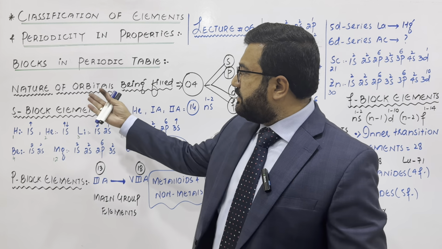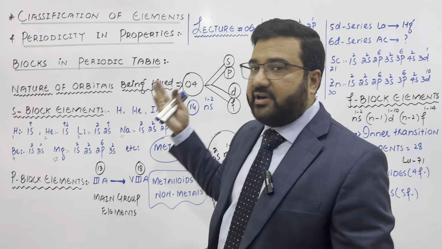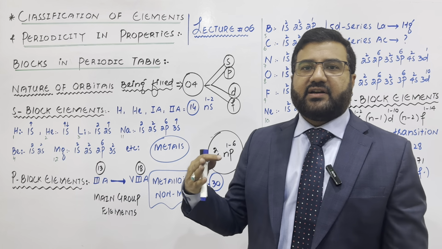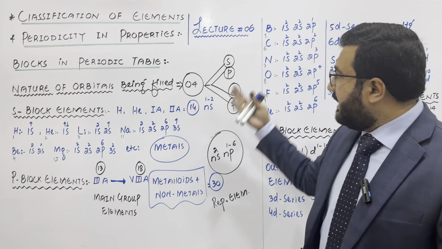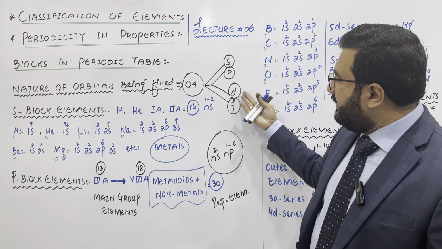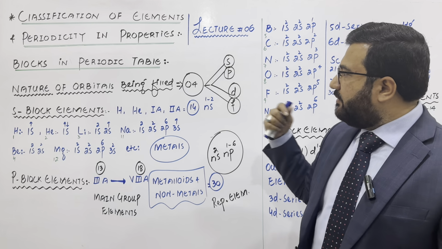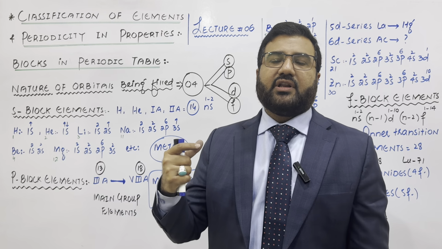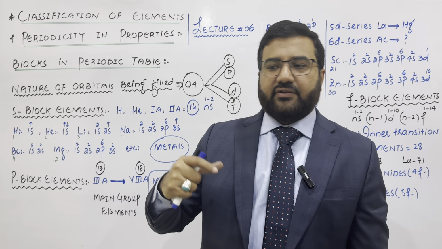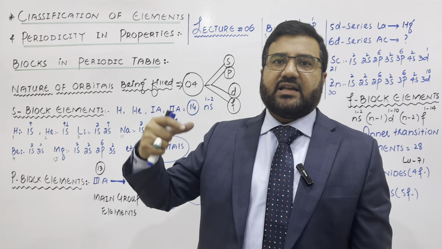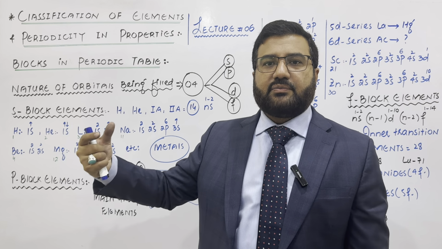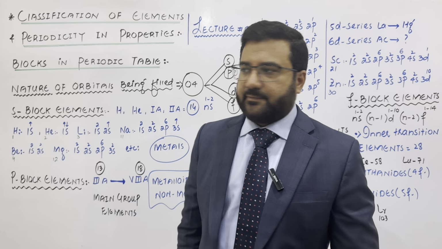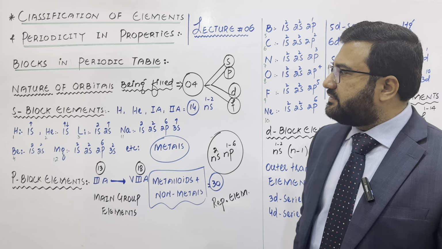Depending upon the nature of the orbital that is being filled by the electrons, the elements of the periodic table are divided into 4 blocks: S, P, D, and F block. Now, my dear students, it is totally related to the electronic configuration of the element. If you want to decide which block of the periodic table an element belongs to, its electronic configuration can reveal this secret. Now, let us discuss these blocks one by one.